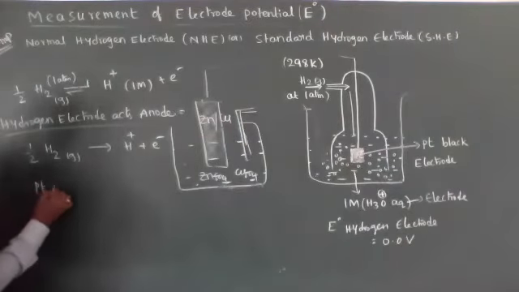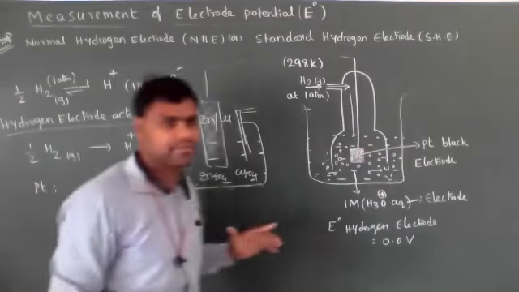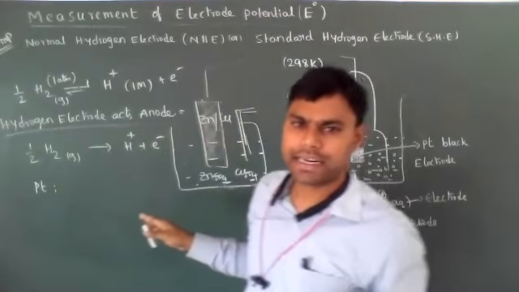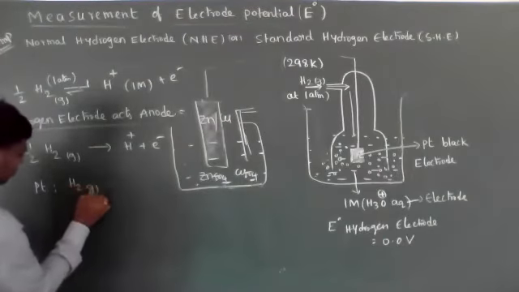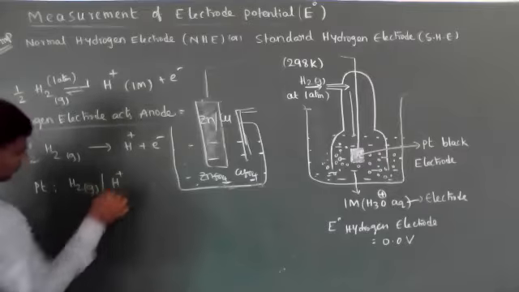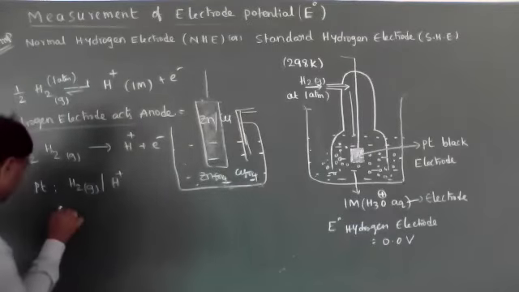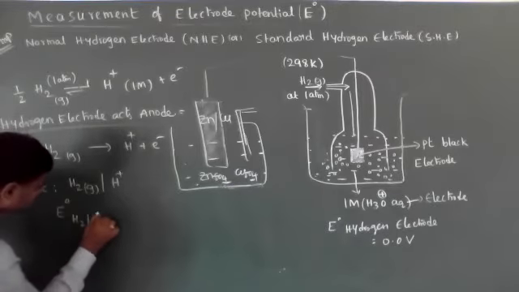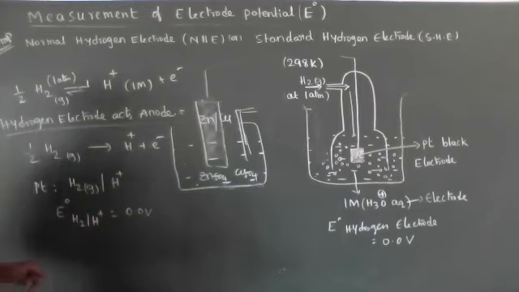Now cell representation. The inert electrode, platinum, we are using. Then for the anode, how to represent that anode? Electrode by electrolyte: Pt, H2 gas by H+. Then E0 of H2 by H+ is equal to 0.0, when it acts as an anode.